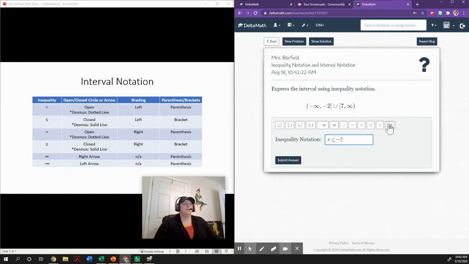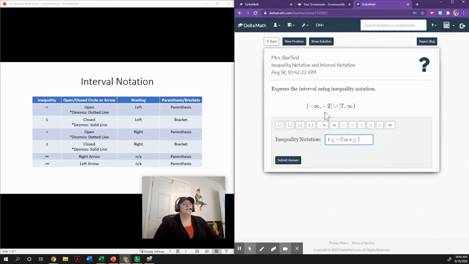Okay, or now I've got 7. Okay, I've got a bracket. Okay, which means I'm dealing with less than or equal to or greater than or equal to. Okay, well, this is 7 going off into infinity. So that means I've shaded to the right. So I'm over here. Okay, I've got a bracket. I've shaded to the right. Okay, so that means I should use greater than or equal to. So or x greater than or equal to 7.